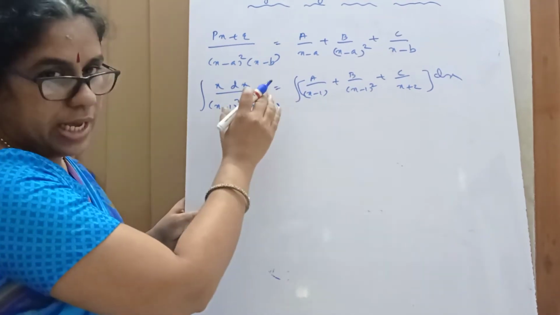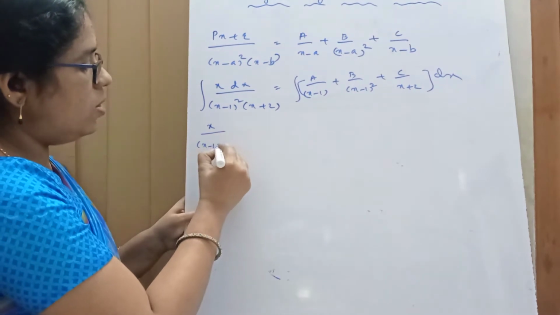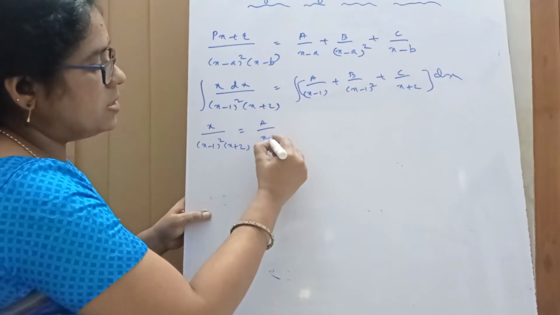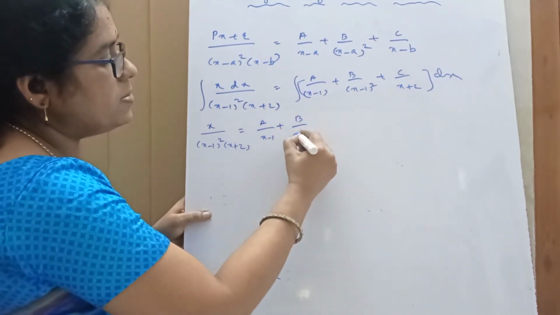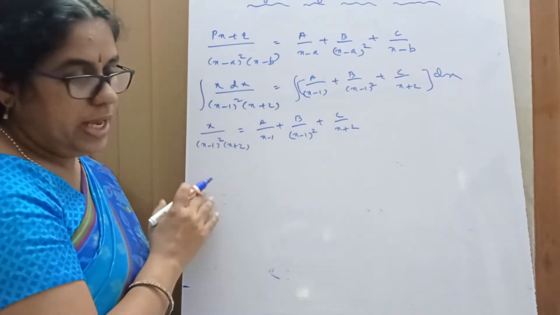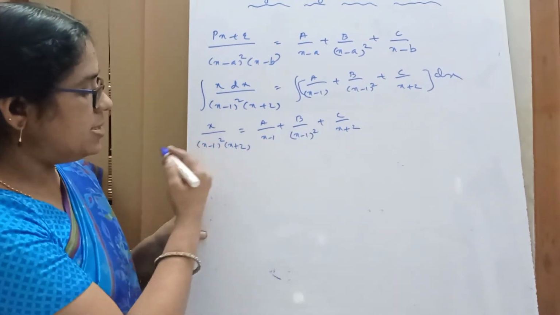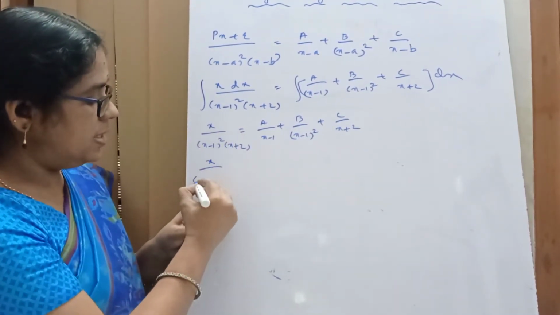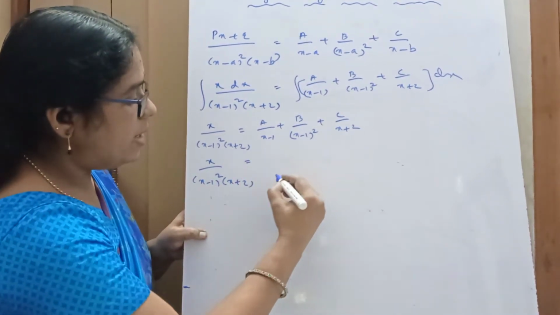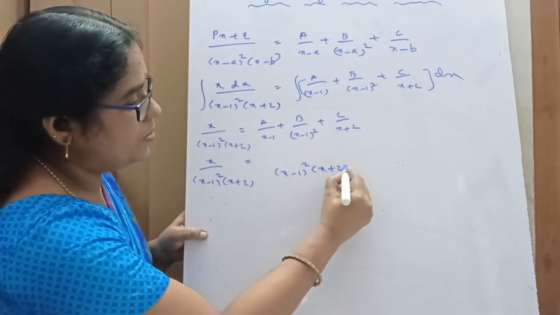For this we have to take the function alone. That is, x divided by (x minus 1) the whole square into (x plus 2) is equal to a by x minus 1 plus b by (x minus 1) the whole square plus c by x plus 2. We take the function alone. Then as above, we have to take the LCM on the right side. The left side, there is no change. We are writing like that. X into (x minus 1) the whole square into (x plus 2) is equal to, what is the LCM? That is (x minus 1) the whole square into (x plus 2).